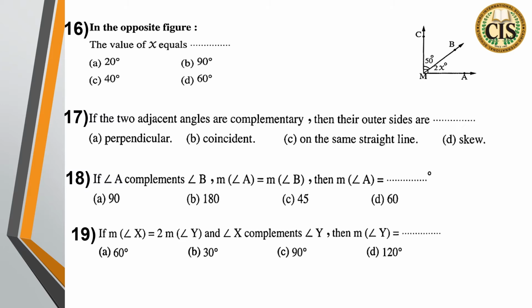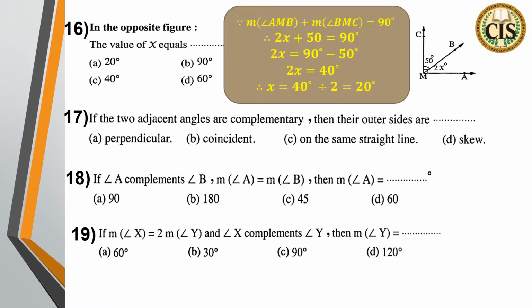In the opposite figure, the value of x equals what? This is a right angle. So since measure angle AMB plus measure angle BMC equals 90 degrees, then 2x plus 50 equals 90 degrees. 2x equals 90 degrees minus 50, which equals 40 degrees. So 2x equals 40 degrees. Then the value of x equals 40 degrees divided by 2, which equals 20 degrees.